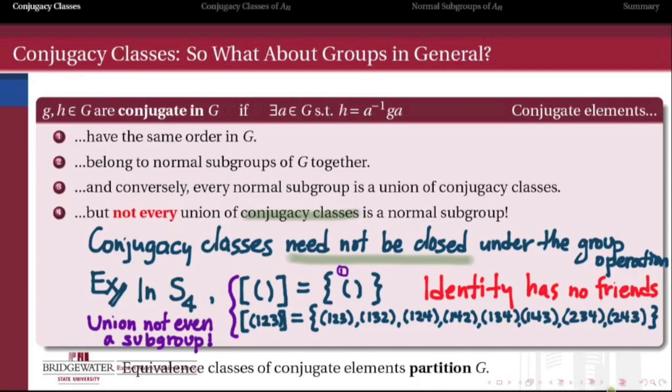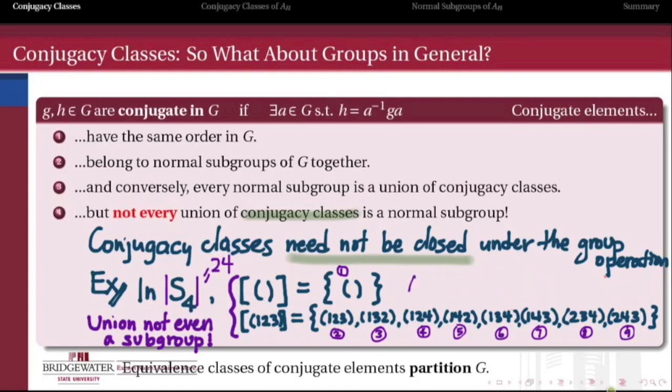It turns out that not only is that union not a normal subgroup, it's not even a subgroup of S4 at all, for a variety of reasons, one of which is that if we count the number of elements in this union, there are 9 of them, while the order of S4, 4 factorial, is 24. And according to Lagrange's theorem, the order of a subgroup has to be a factor of the order of the group, but 9 is not a factor of 24. So this definitely is not going to be a subgroup in S4.